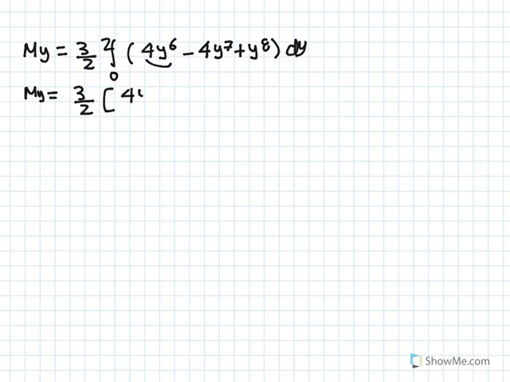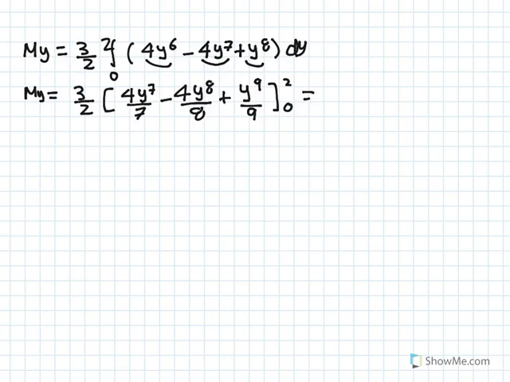That's 4y to the 7 divided by 7 minus, what is the antiderivative of 4y to the 7? That's going to give us minus 4y to the 8 divided by 8. And integrate y to the 8, that's reversing the power rule, add 1 to the exponent, y to the 9, divide by the same. Now we're going to apply the fundamental theorem of calculus, put the upper limit in and the lower limit, and subtract 3/2 times.